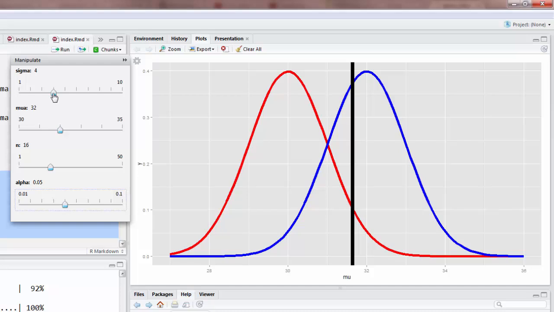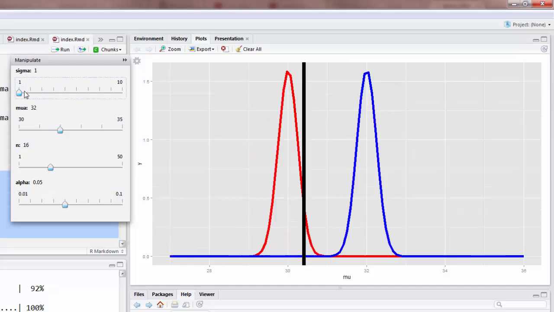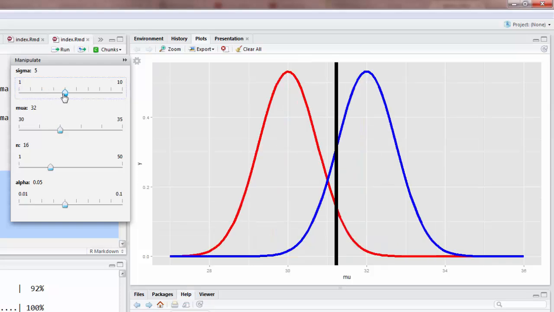Let's see what happens as we decrease sigma. Sigma goes all the way down to 1. Okay. Now our black line moves, right? Because these are not standard normal curves. So our rejection region isn't always so many standard errors from the mean. Instead, we've decided to plot this on the scale of the problem. So this black line then depends on sigma. So as we move sigma, the black line moves with it.